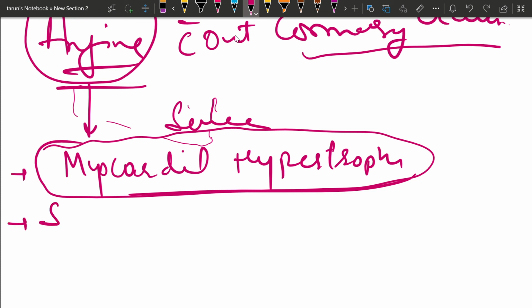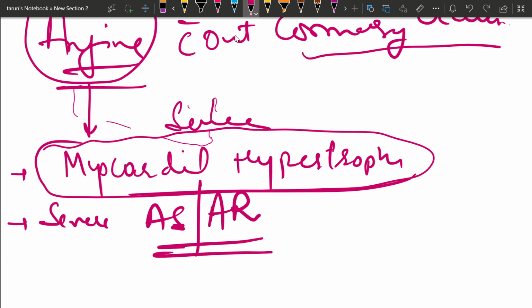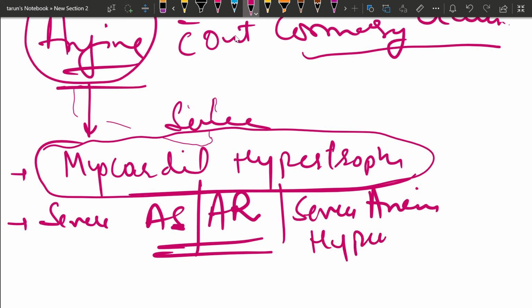Or there can be a possibility of severe aortic stenosis, or aortic regurgitation, that is causing your angina, but the coronaries are absolutely normal, yet the patient has chest pain. So angina without coronary occlusion may be due to myocardial hypertrophy, severe aortic stenosis, severe aortic regurgitation, severe anemia, or hyperthyroidism.